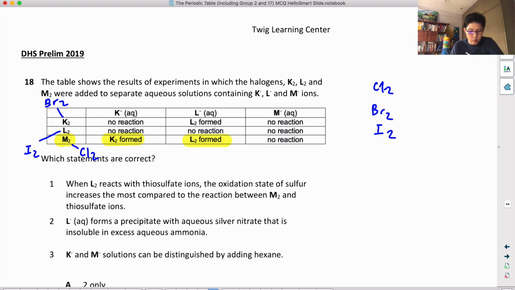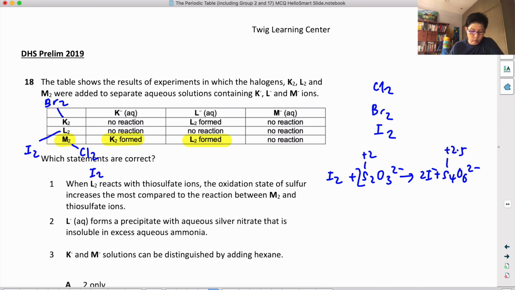So when L2 reacts with thiosulfate, when iodine reacts with thiosulfate, the oxidation state of sulfur increases the most compared to the reaction between M2 and thiosulfate. This is wrong because I2 is actually the weakest oxidizing agent, so the sulfur doesn't increase as much. In fact, when iodine reacts with thiosulfate, you form S4O6 2 minus, 2I minus. To balance, you get 2 here. So sulfur increases from +2 to an average of +2.5.